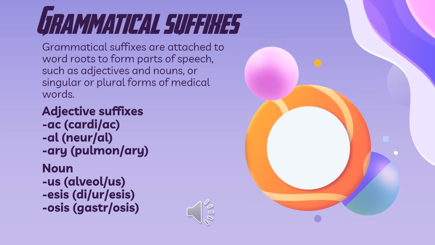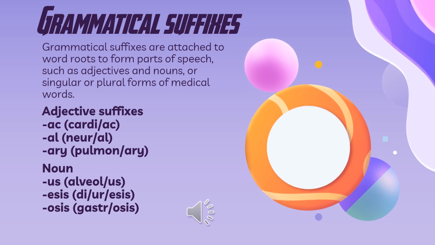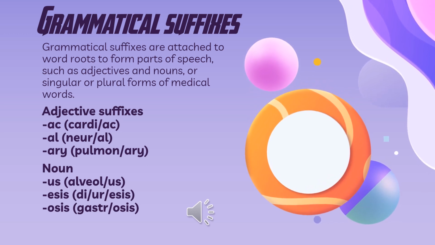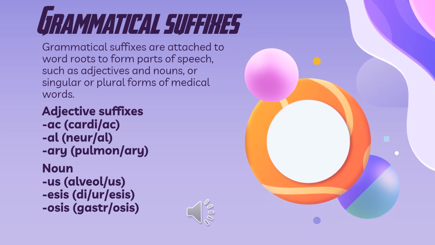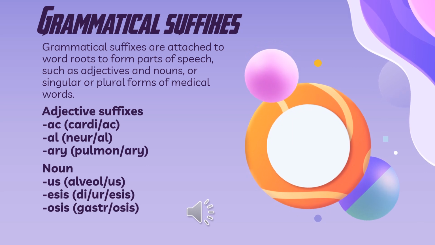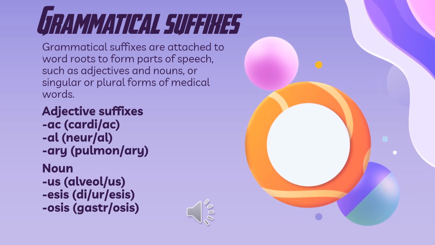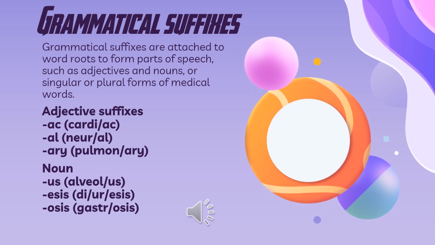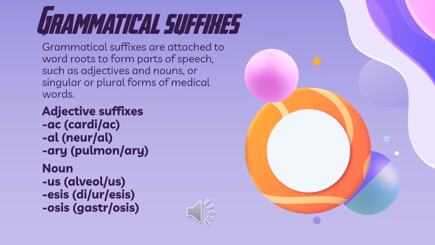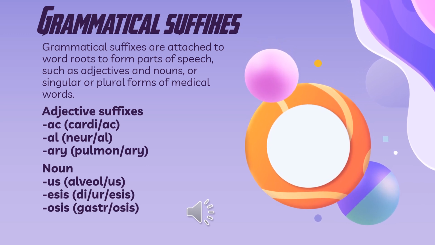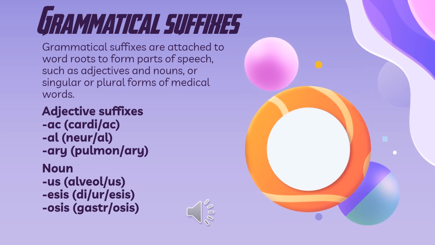The grammatical suffixes are attached to word roots to form parts of speech, such as adjectives and nouns, or singular or plural forms of medical words. For example, cardiac refers to anything related to the heart, and alveolus refers to tiny air sacs found in the lungs.